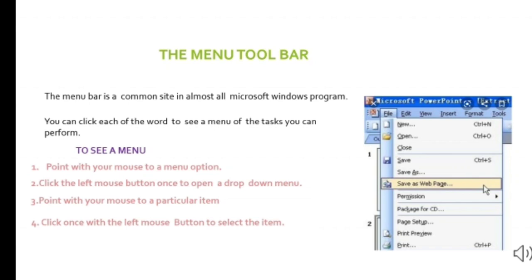Now, to see a menu, point with your mouse to a menu option, then click the left mouse button once to open a drop down menu. Point with your mouse to a particular item, and last click once with the left mouse button to select the item.